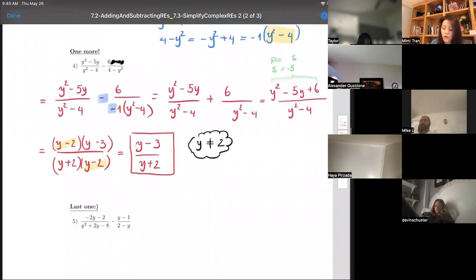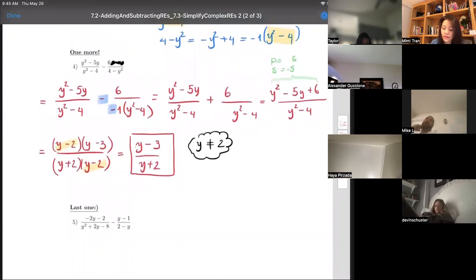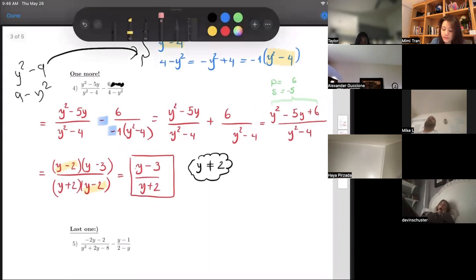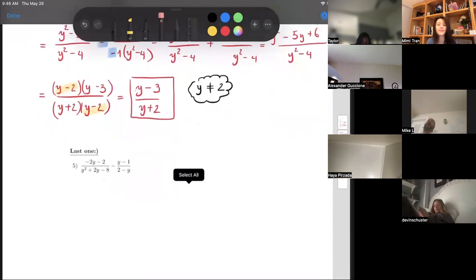So on your homework, you have some problems like this. For example, if you have y squared minus 9, and then you have 9 minus y squared, make sure you change it like I do here, okay? Make your life easier. All right, one more, last one, I promise this is the last one. This one needs a lot of factoring, right?